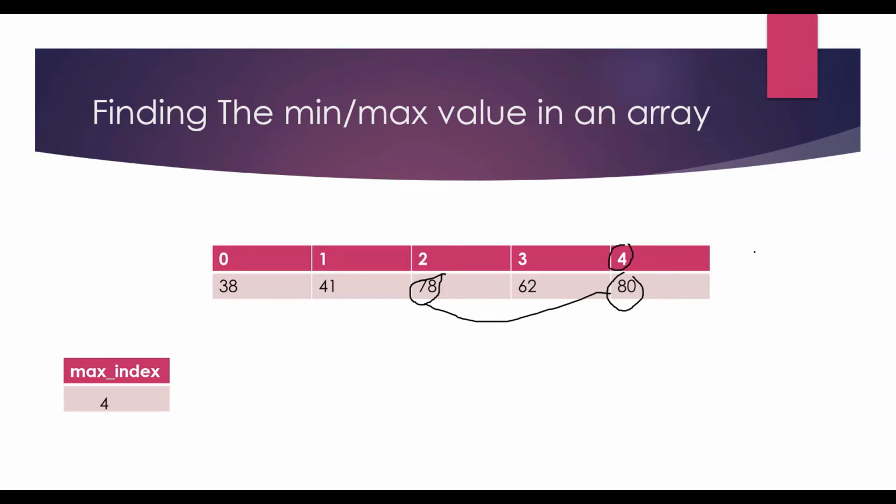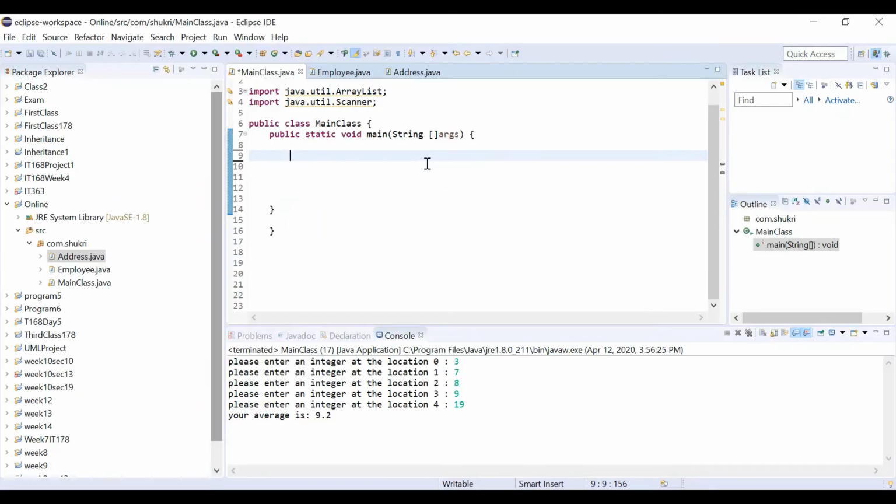Since there are no more elements in my array, I know that the index of the maximum value is at location 4. So whenever I want to get the maximum value, I can go to index 4 and I'll be retrieving that. If you look at this array, actually 80 is the greatest value we have in this array. So let's try that in Eclipse.